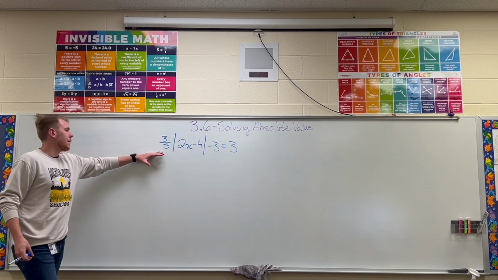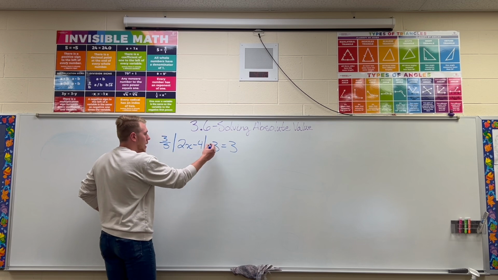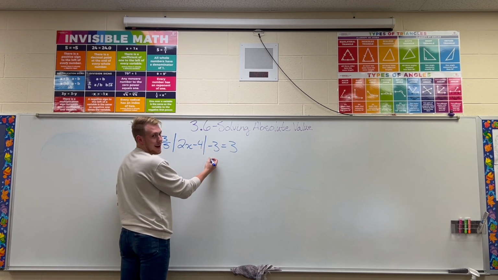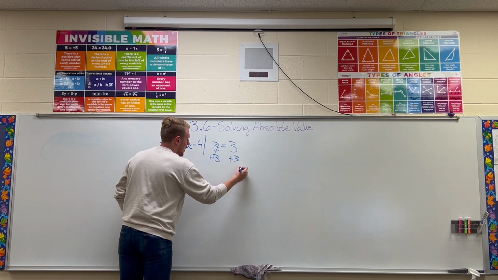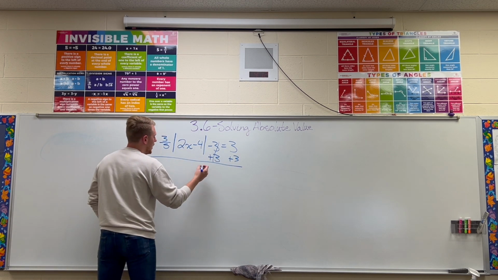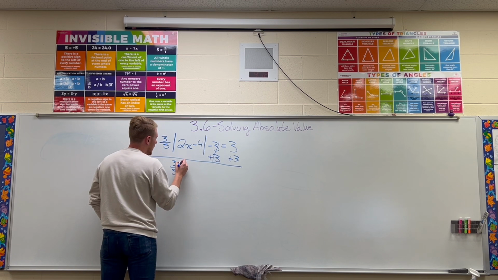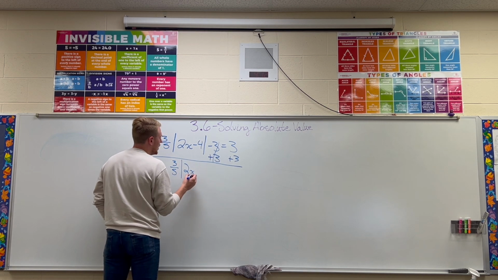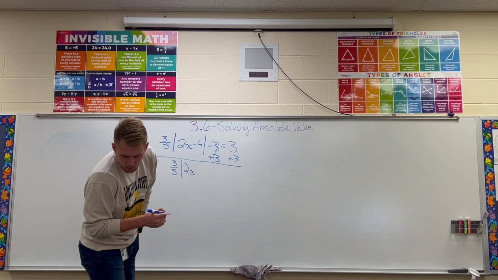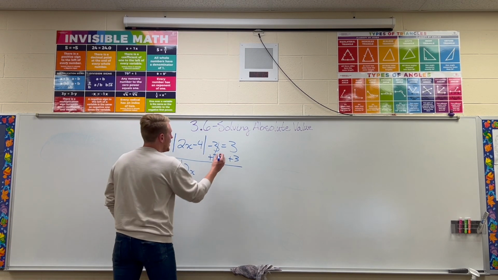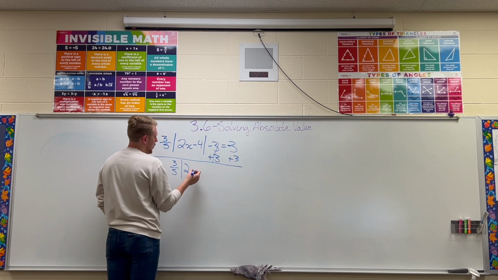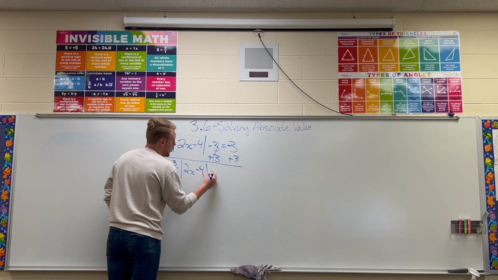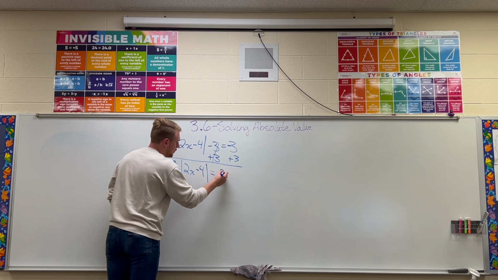How do I get, well, first off, we need to get rid of this, because remember, we always add and subtract first. So, add 3, cancels out. Add 3. Oh, this is negative 3. My bad. Negative 3. So, 2x minus 4 equals negative 3 plus 3 is 0.